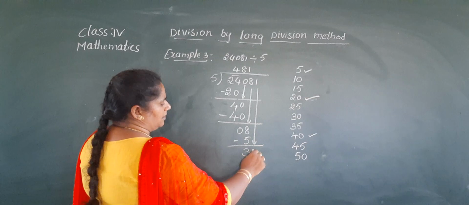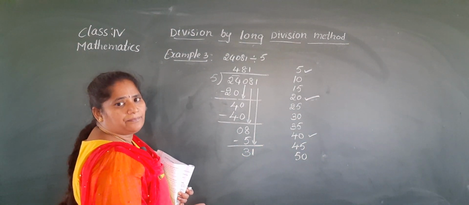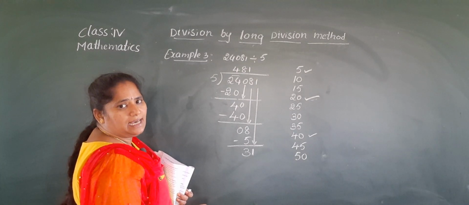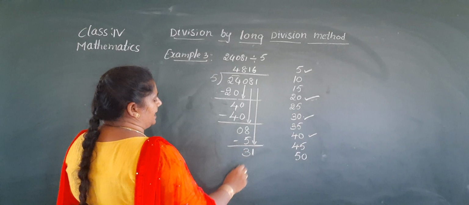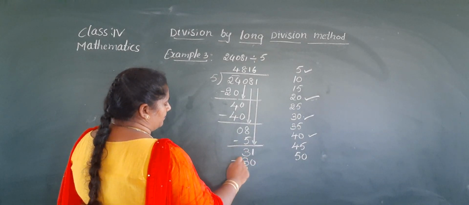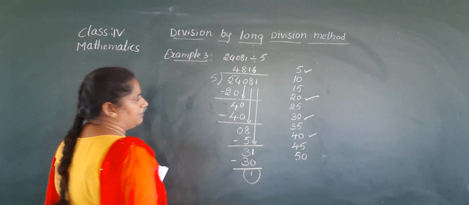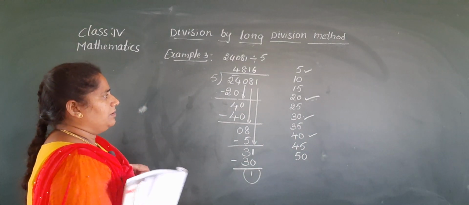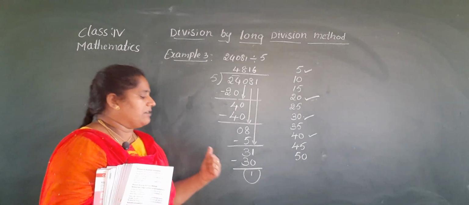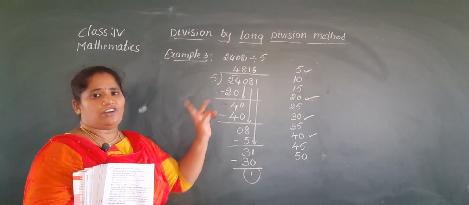Take down 1. Now the number is 31. Tell me the nearest number. Yes, 5 6s are 30. 6 in the quotient place, 30 down. Now 31 minus 30 gives 1 as the remainder. Okay? 1 as a remainder. So after the division you have to check the remainder, whether it is less than the divisor or not.